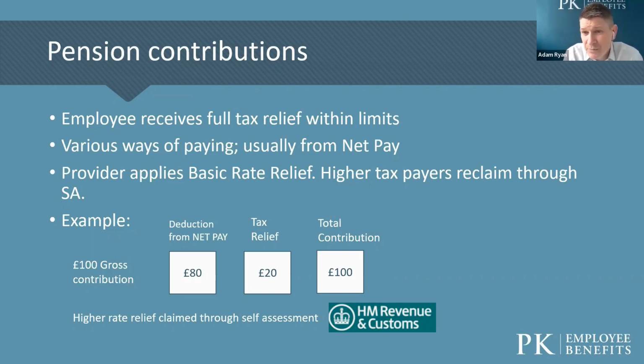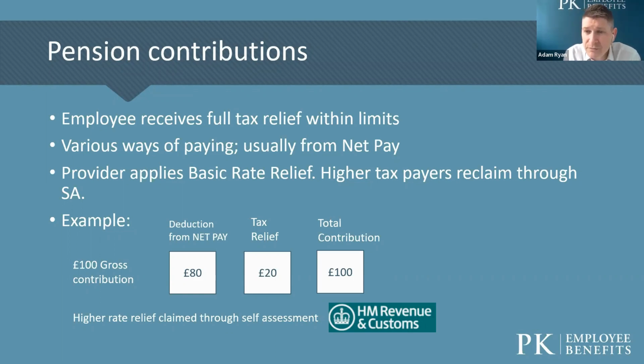So for a basic rate taxpayer under the relief at source method, an employee would have a deduction from their net salary that's paid to the pension provider by the employer, and then the pension provider would reapply basic rate tax relief. So in that example, where an employee is looking to pay £100 into their pension, they would see £80 deducted from their net pay, and paid to the pension provider. The pension provider would add back in the 20% tax relief, therefore bringing the contribution up to £100.